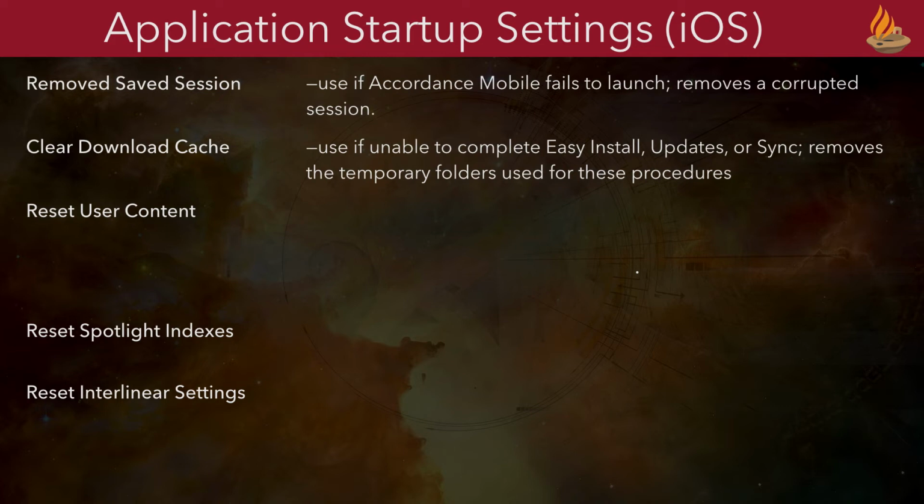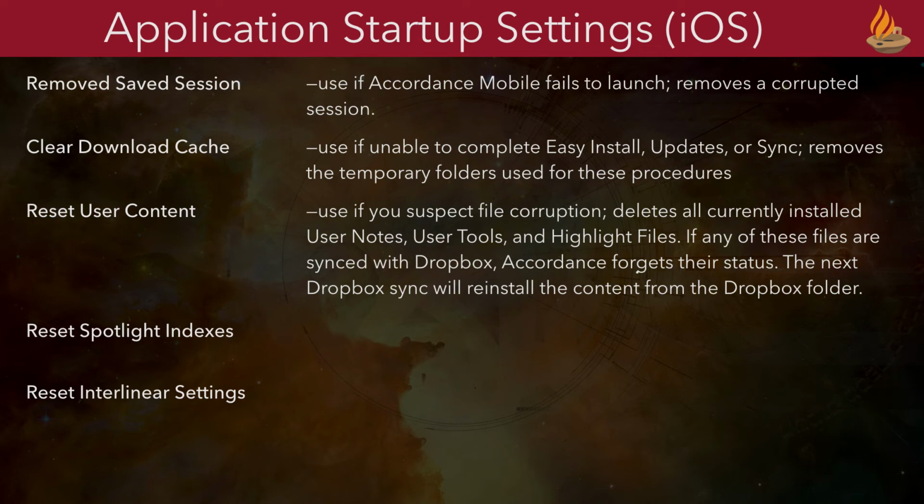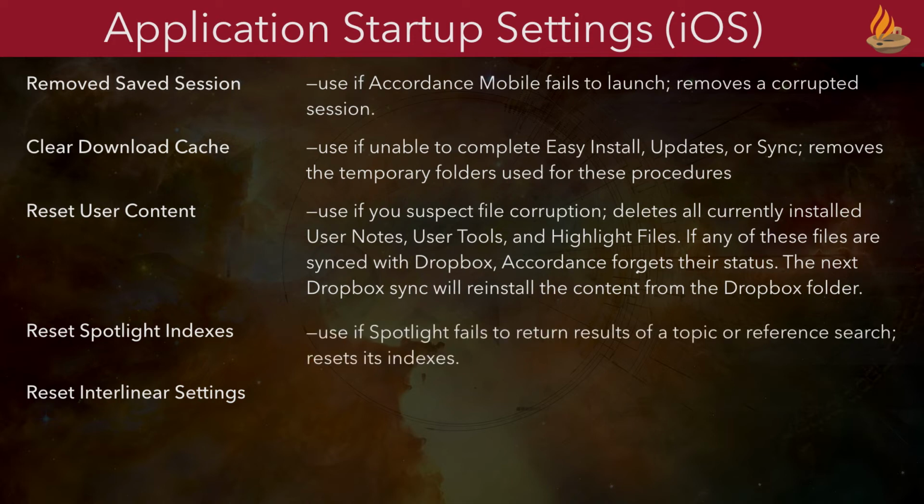Reset User Content we use if we suspect file corruption. It deletes all currently installed user notes, user tools, and highlight files. If any of these files are synced with Dropbox, Accordance forgets their status, and the next Dropbox sync will reinstall the content from the Dropbox folder. Reset Spotlight Indexes. We use this if Spotlight fails to return results of a topic or reference search. It resets its indexes. And finally, Reset Interlinear Settings.